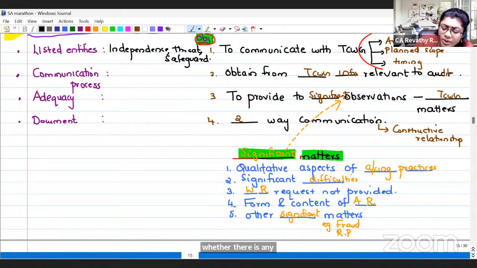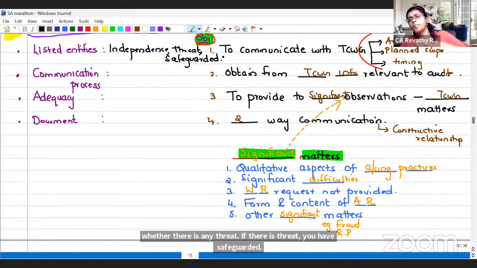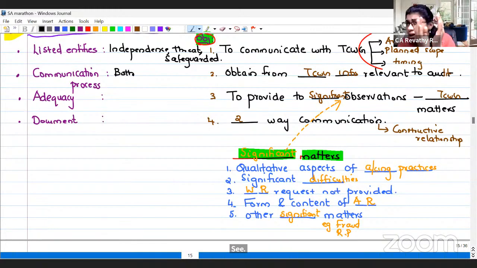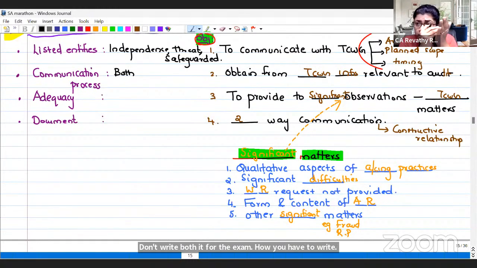And how the communication process should be: whether it should be writing or oral or it can be both. I'm saying both, you know why? Don't write both for the exam. How you have to write? Documentary if oral is not sufficient.